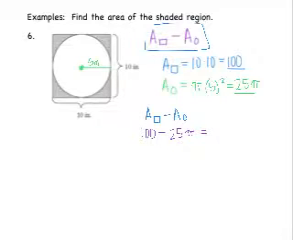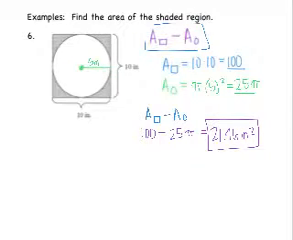100 minus 25 pi, and I get 21.46, and that is inches squared. So that's how we do it.